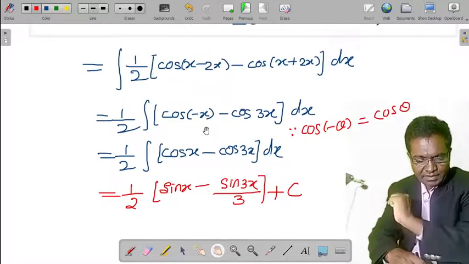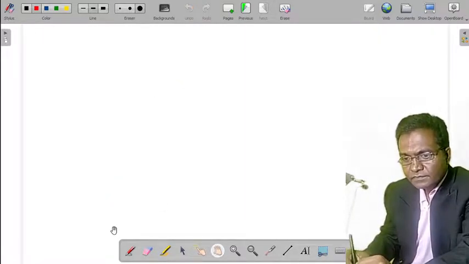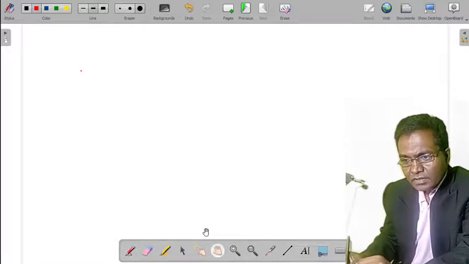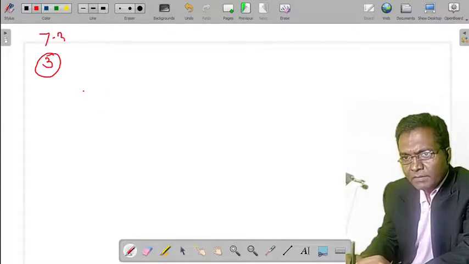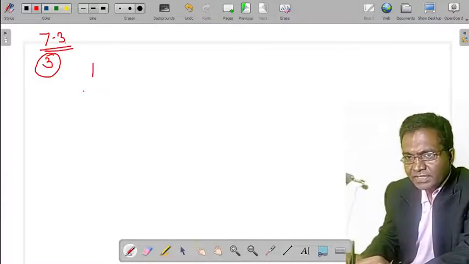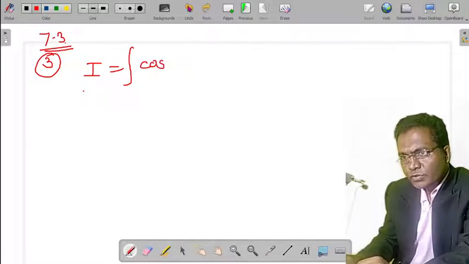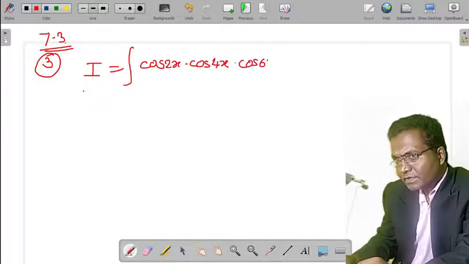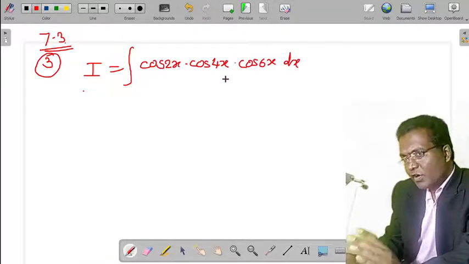Now here is one example. Exercise number 7.3, problem number 3. You are asked to evaluate the integral of cos 2x into cos 4x into cos 6x dx. Okay, a product of cos, cos, cos.